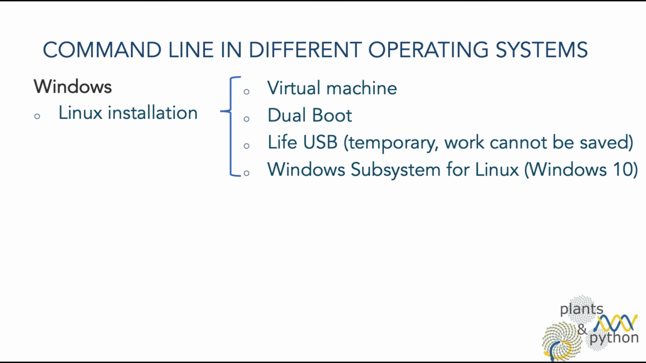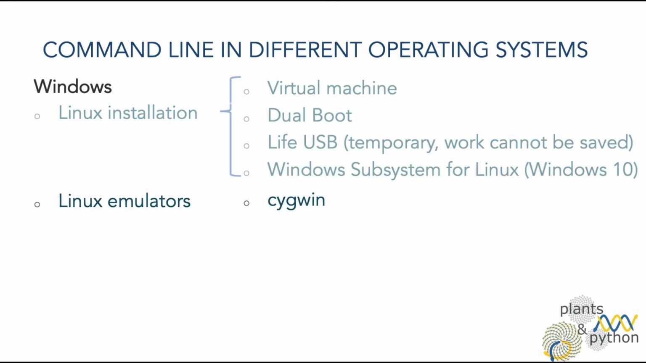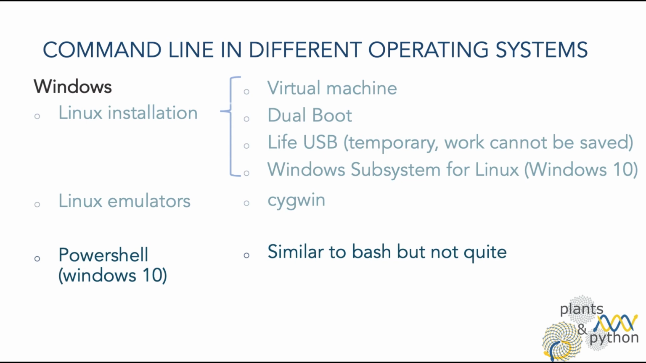In the recent version, Windows 10, you can install a Windows subsystem for Linux. You can also work on Windows through a Linux emulator, such as Cygwin. On Windows 10, there is also a shell called PowerShell, which is similar to Bash, but not quite.